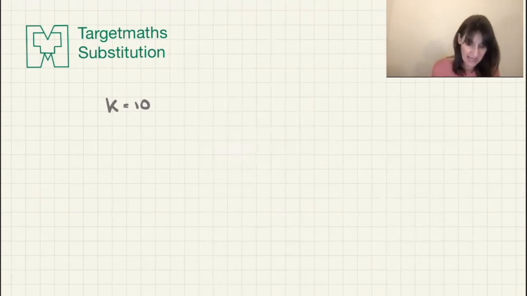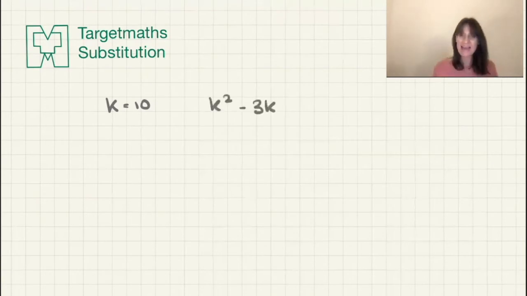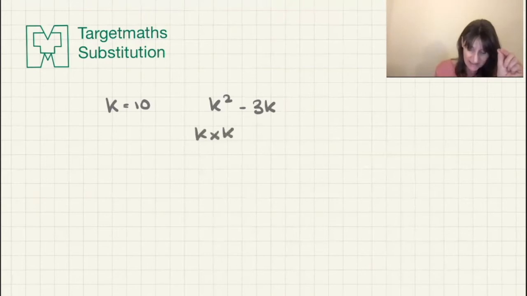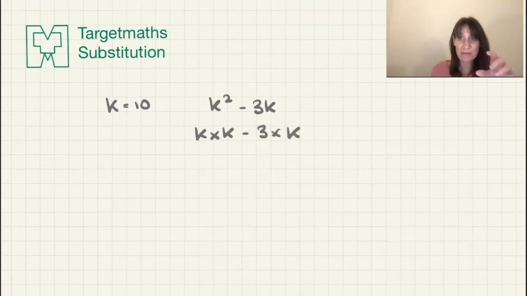Okay, let's keep k and do something a bit harder. So we're going to do k squared minus 3k. And I want you to press pause, have a go, and press play when you're ready. Okay, so what am I looking at? I'm looking at k squared. K squared means k times k, take away 3 times k. That's what I'm looking at.